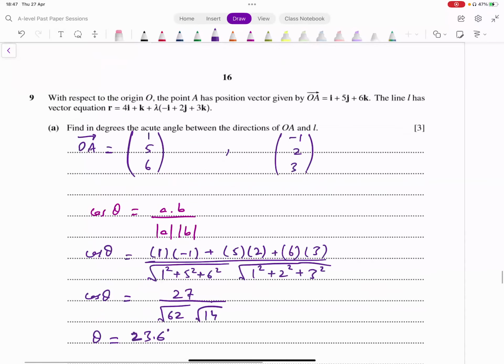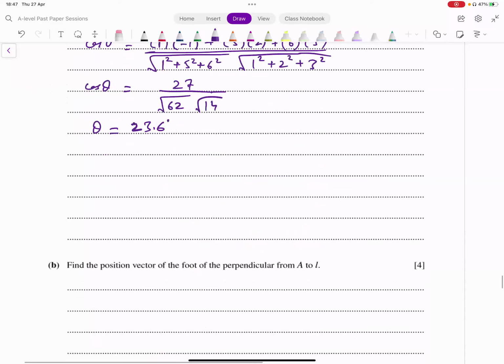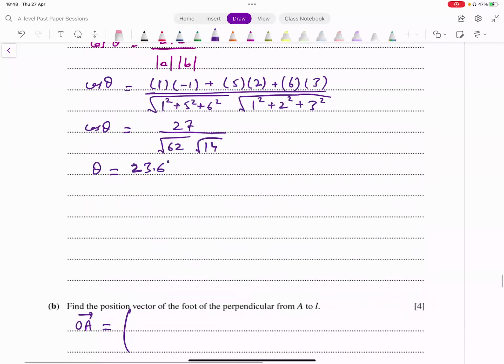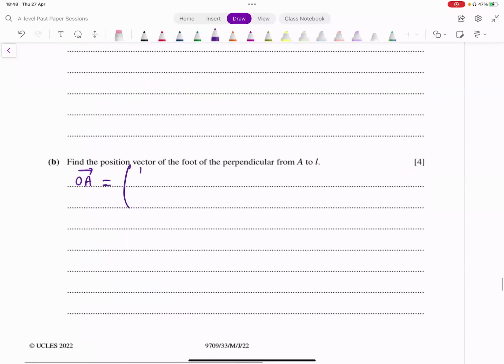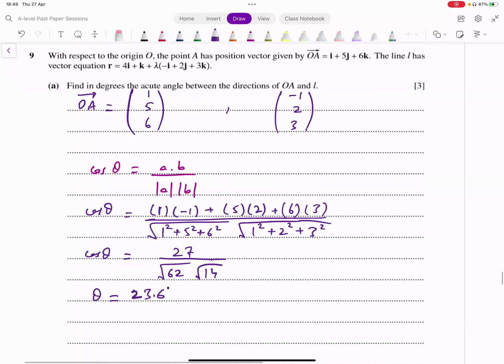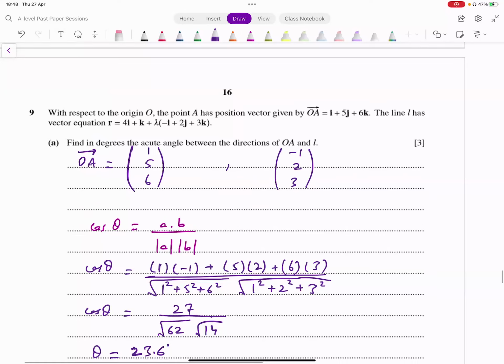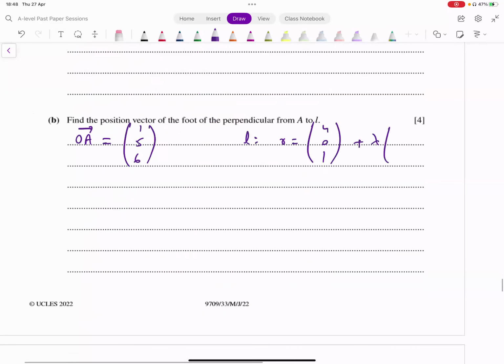Now, how is this going to work? You have the equation of a line. Let me write that here. In fact, there is a point OA. Let me write that point here first of all as well. That's 1, 5, and 6. And the line L is r equals, writing this in vector form, 4i plus k, the j component is missing, so that's 4, 0, 1, plus lambda into minus 1, 2, 3. This is the equation of the line that we have.